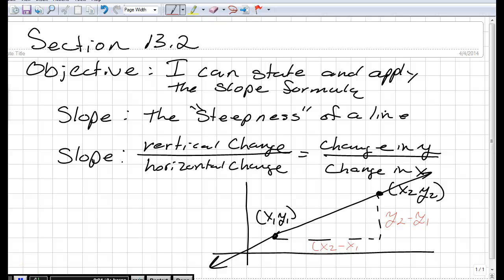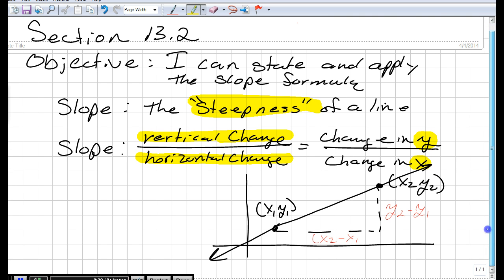Section 13.2. Our objective today is I can state and apply the slope formula. Remember that slope is a ratio that represents the steepness of a line, how steep it is. Slope is the vertical change divided by the horizontal change. And remember, on a graph, y represents the vertical distance and x represents the horizontal distance.